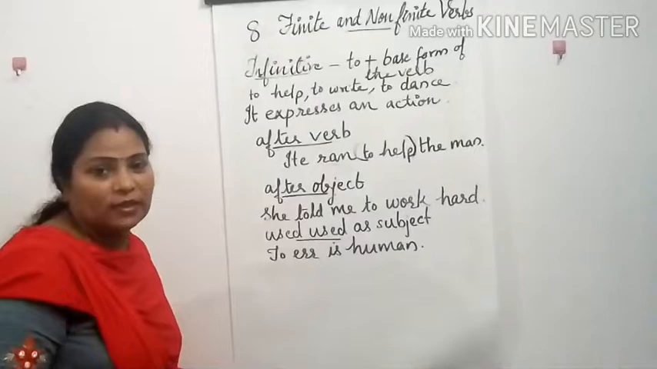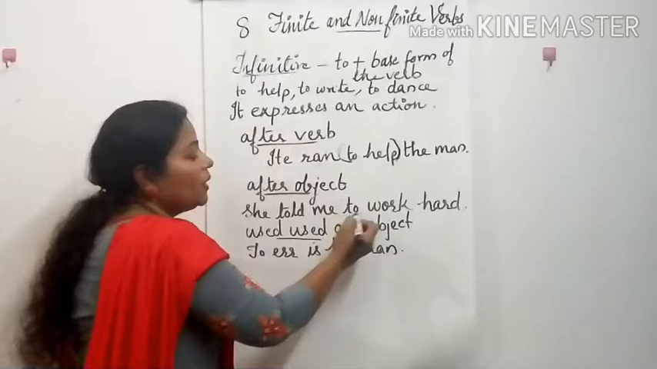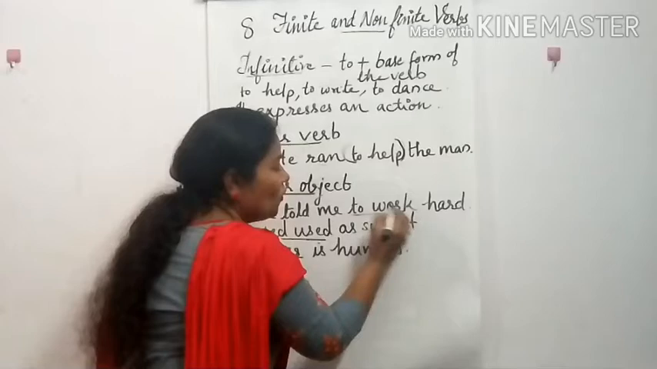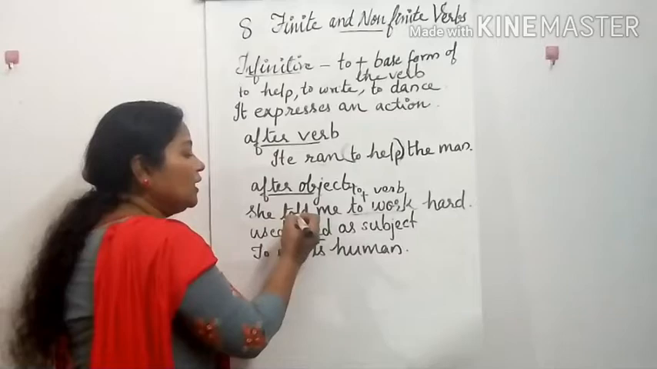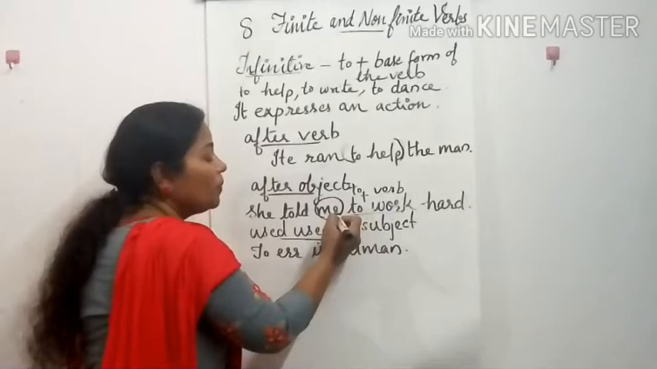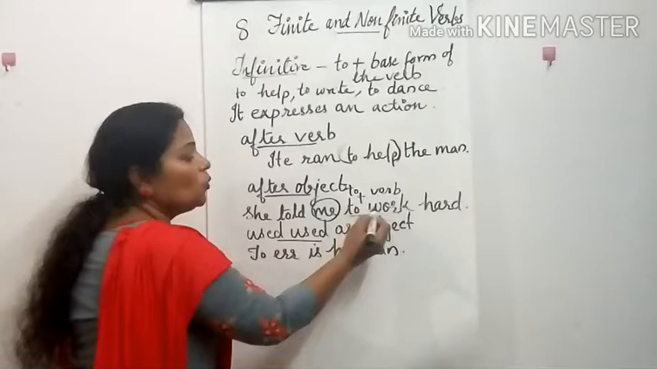Next one, after object. Okay, you all have learned the direct and indirect object. So, after object, see here, she told me to work hard, which is the infinitive over here. Is there a 'to' over there? Yes. So, we got 'to' plus verb, right? Then what is that? Infinitive. So, me becomes an object, it is an indirect object. So she told me to work hard. So that means infinitive after object.